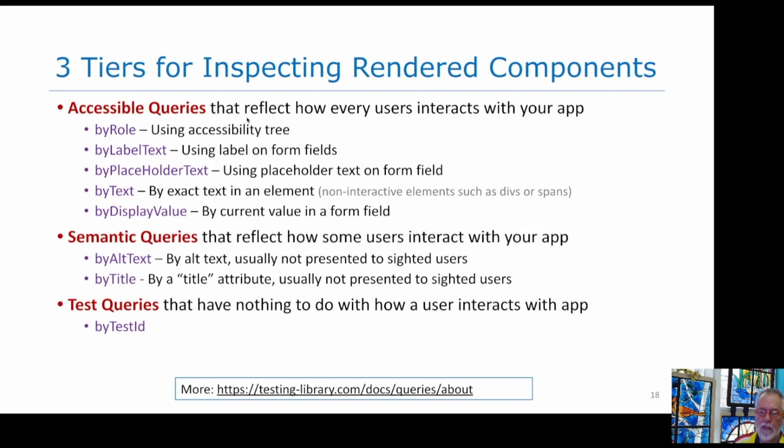A whole bunch of different queries. Go ahead and read about them here: by role, by label text, semantic queries. So the levels here: the accessible queries are by role, by label text, by placeholder. Semantic queries are by alt text and by title, and test queries are like by test ID. It's got nothing to do with semantics, you're just testing the functionality.